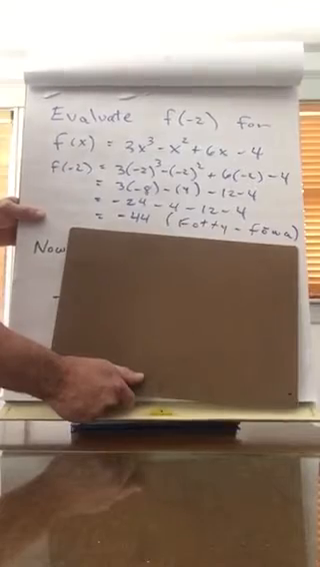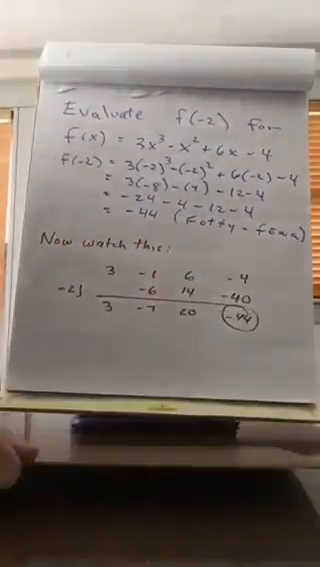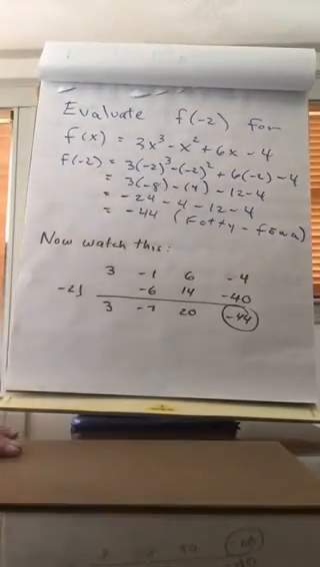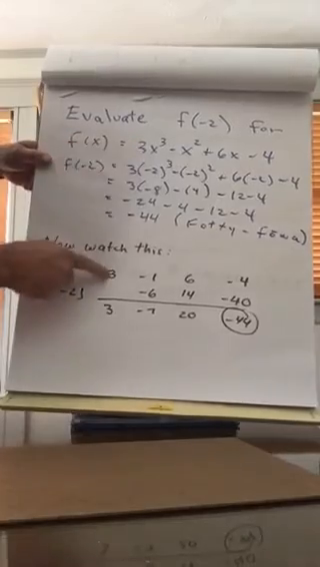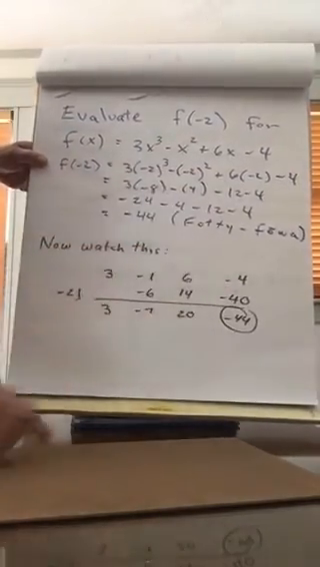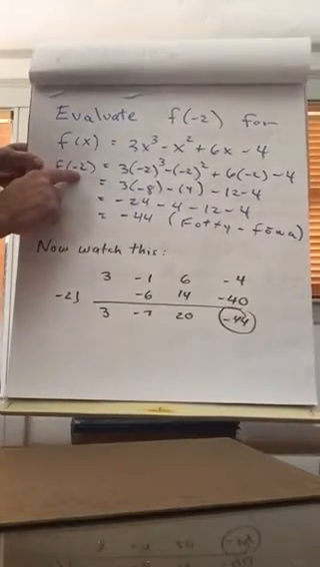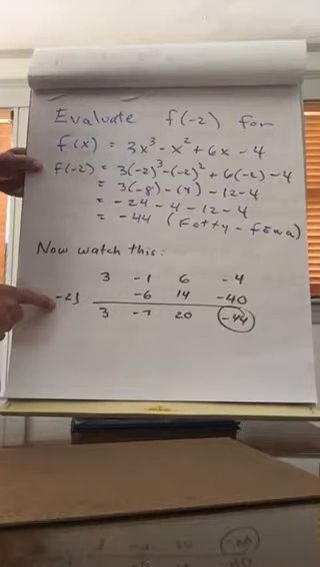We evaluate it. All right, so why bring this up if we already know how to do it? You got another way to do it. You're going to love this. We're going to use synthetic division. So take the coefficients, bring them down, 3, -1, 6, -4. And we'll use this exact number. We'll use the actual -2, put it in the box, and synthetically divide.